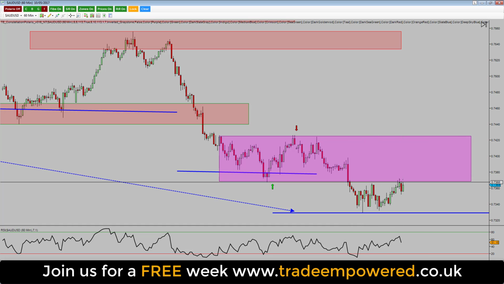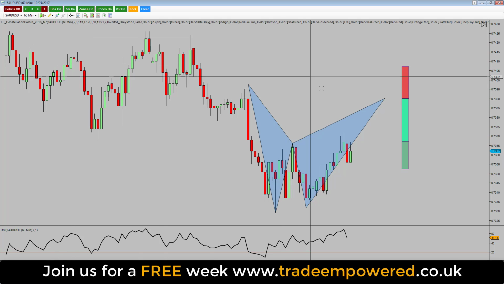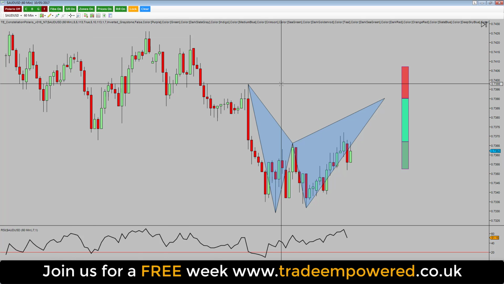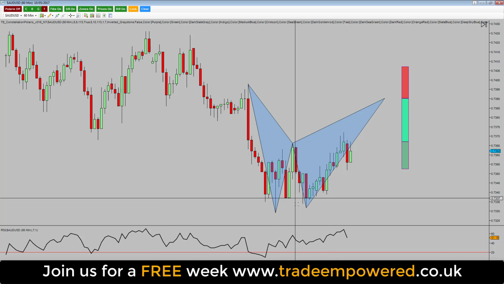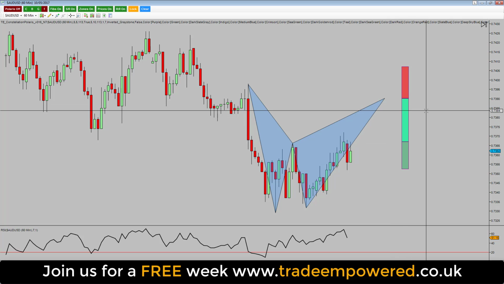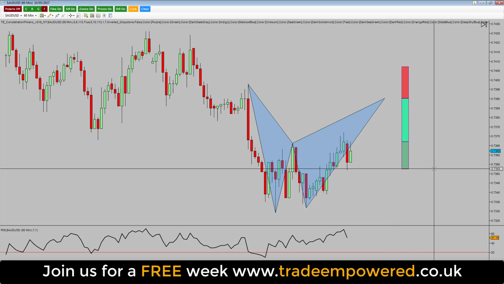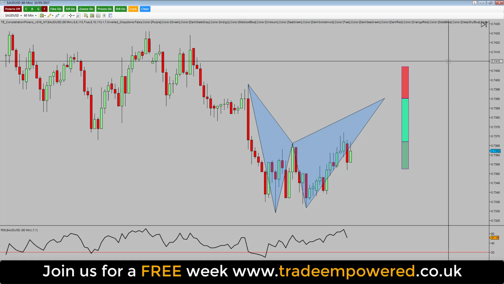Okay, we're actually testing that level right now. Potential Bat pattern completion here on the 60. X at 73.98. Entries will be at 73.90. Conventional targets, because we've consolidated down here, already tested the lows. So consolidation means patterns. I'll be taking conventional pattern targets. Target 1 at 73.67. I'll be taking off half of my position. Target 2's down here at 73.52. And my stop loss will be a 113 inversion above A to X.